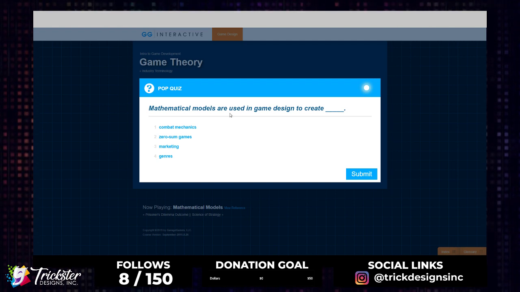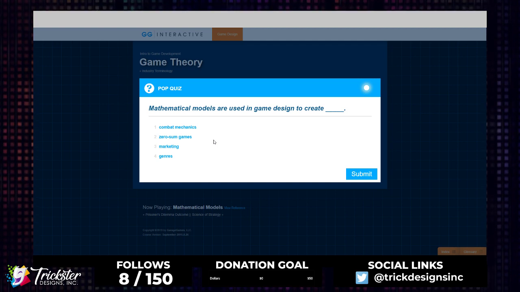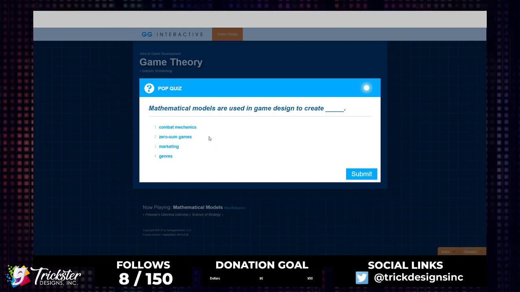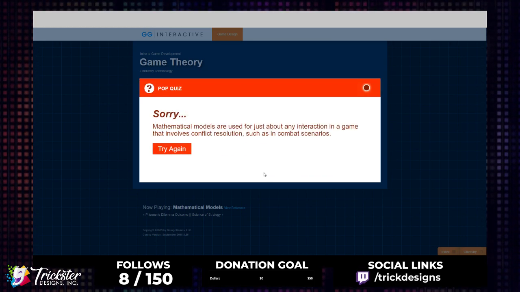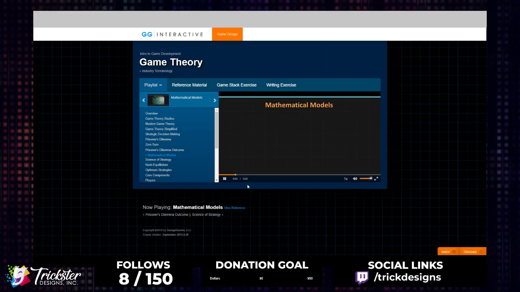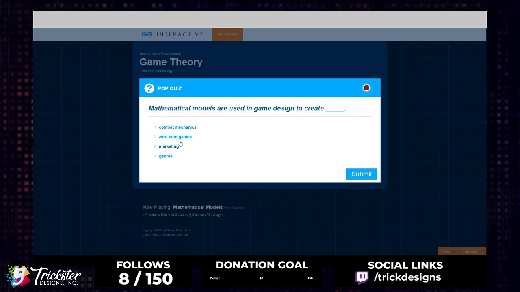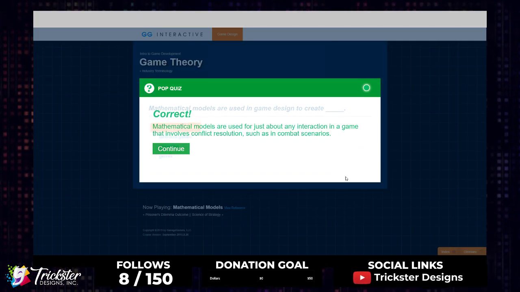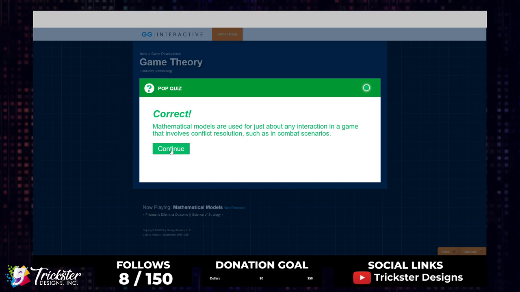Mathematical models are used in game design to create... I was not paying attention. When we repeat these kinds of experiments, we start to create mathematical models of patterns of... There we go. Any interaction in a game that involves conflict resolution.